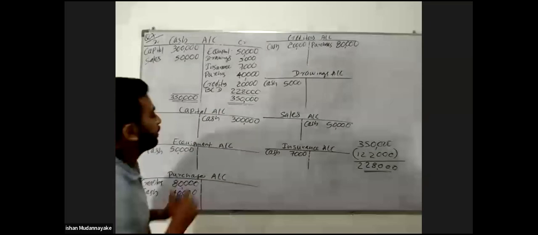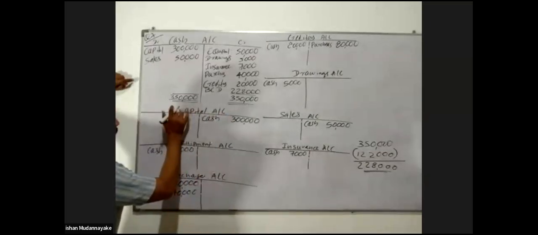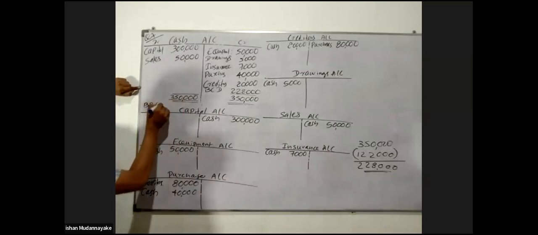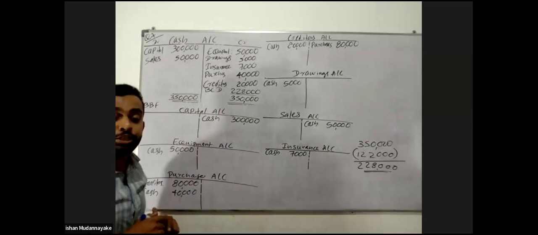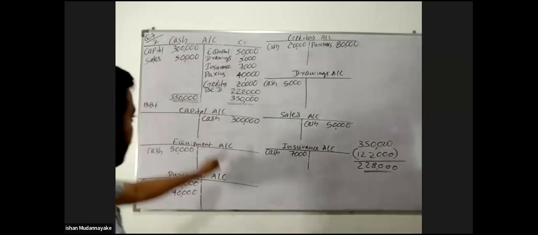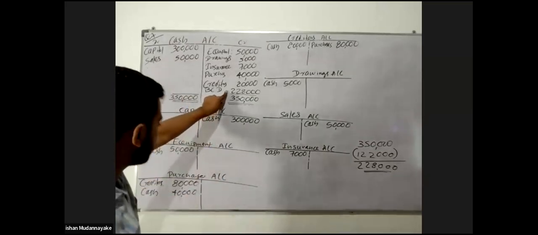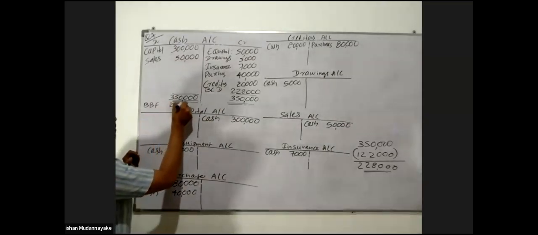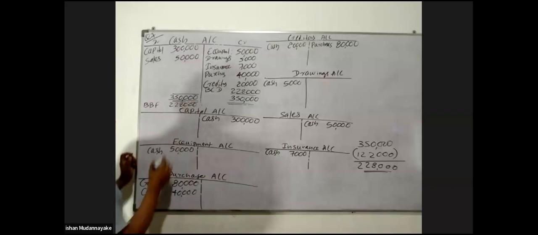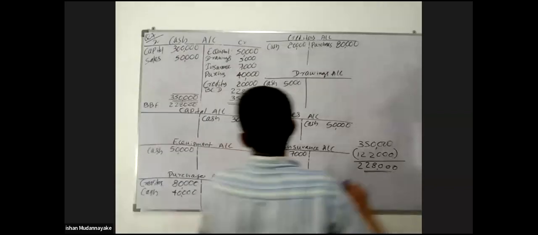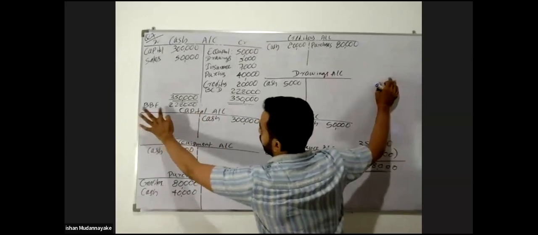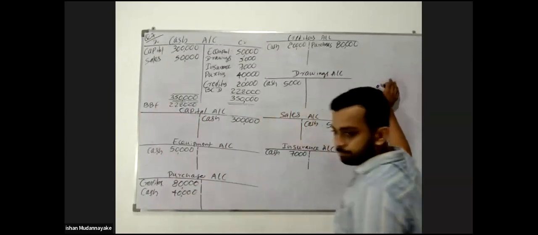And then here, in this line, after this 350,000, BBF, balance brought forward 228,000. Balance carried down 228,000, balance brought forward 228,000.